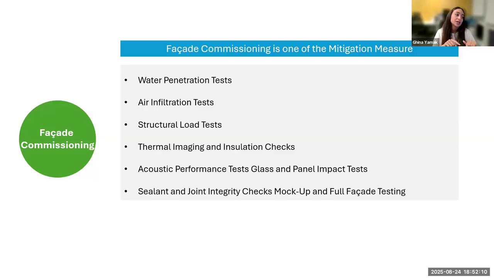So facade commissioning is the part that happens during construction, or at the kickoff of the construction, where you start building one small portion of the facade and testing it. What do you mean by testing? I start testing the water, the air infiltration test, the structural load of the facade, the thermal imaging, and where is it leaking, where do we have thermal bridges, the acoustic performance of the glass.